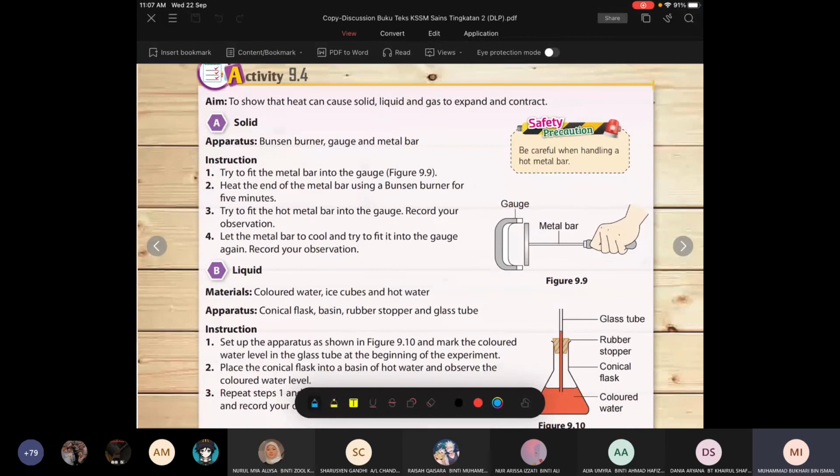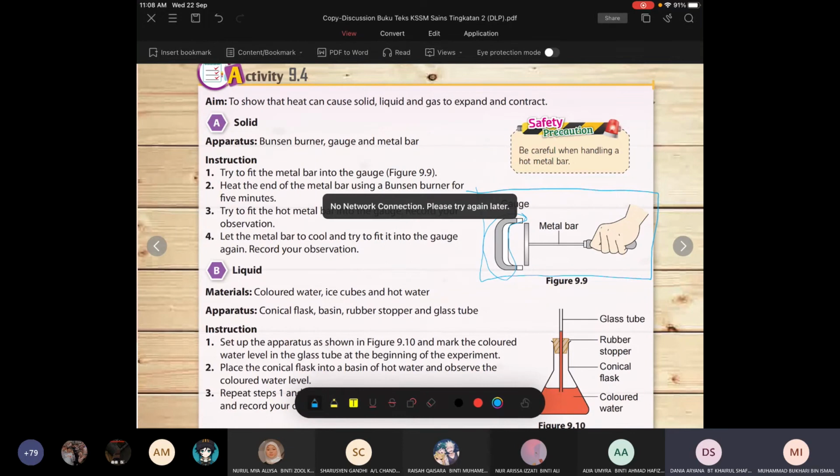Okay, this is the experiment that you are supposed to do in the lab. You have a metal bar and you have the gauge here. So you have to manipulate the temperature of the metal bar or the gauge, and then you see whether you can fit or not. It is just like the video we watched just now, where there is a spring in the ball.